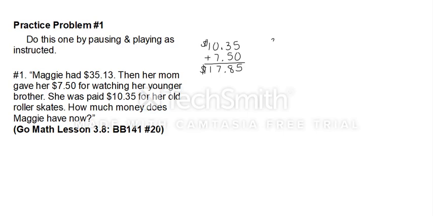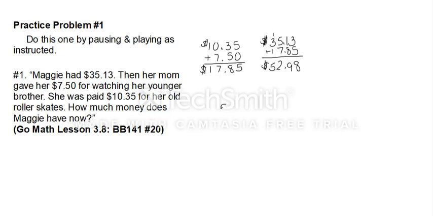Hopefully you said if she started with $35.13, I'm now going to just be adding how much she made, which was the $17.85, adding that together to see how much money she now has. When I do that, I end up getting $52.98. So let me make sure that this answers the question, how much money does Maggie have now?